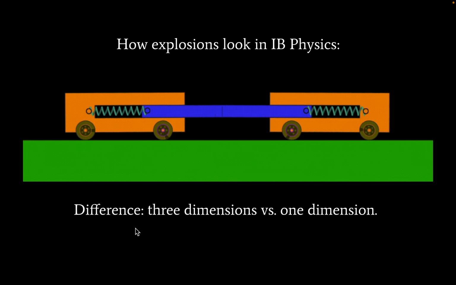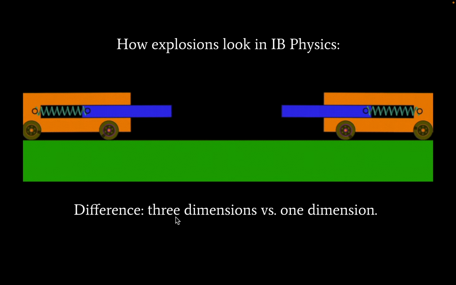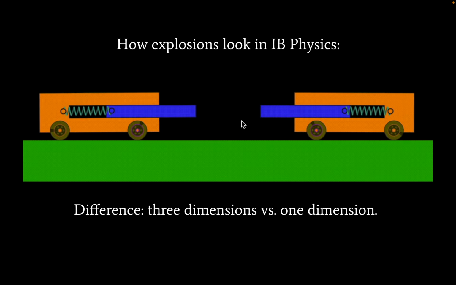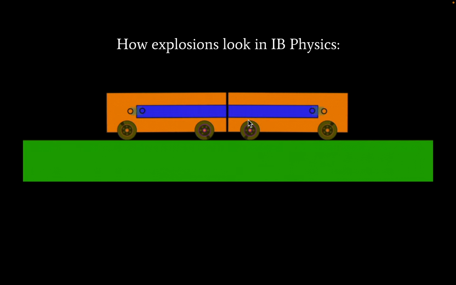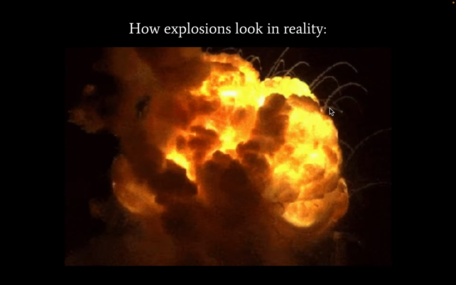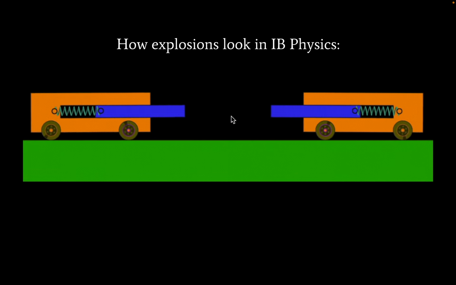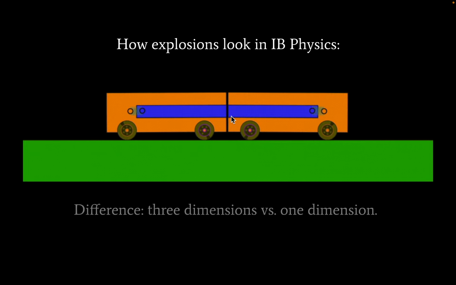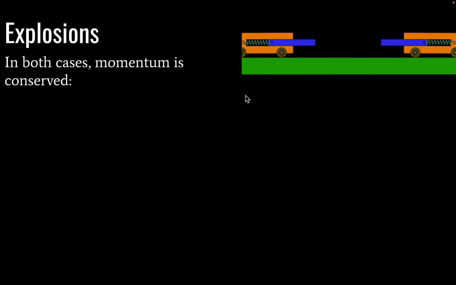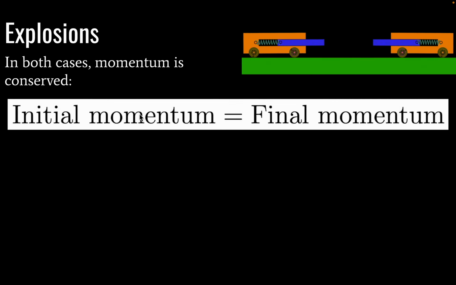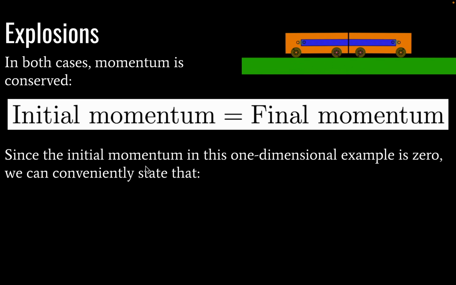So the main difference here, though, is 3 dimensions versus 1 dimension. So this is a 1-dimensional explosion, and this is a 3-dimensional explosion. So thank you, IB. They've made your lives much easier. So in both cases, momentum is going to be conserved. And again, initial momentum is equal to final momentum.